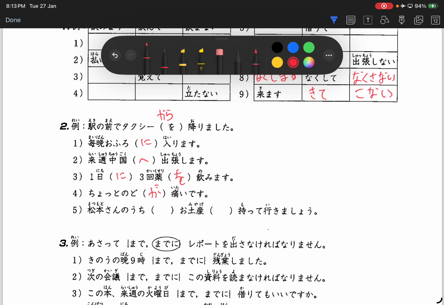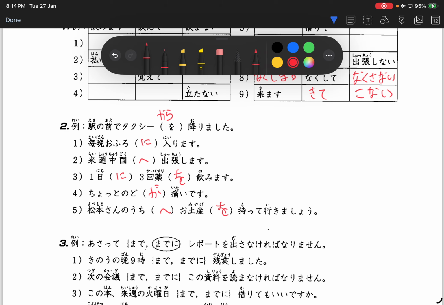松本さんの家へお土産を持って行きましょう。That means to his house we take and go. We take and go his house. Right? Just now you said の, right? Actually can one. So in what context can we use の?